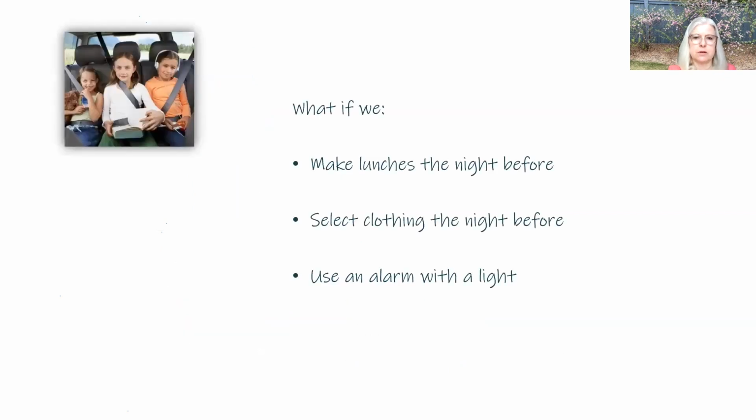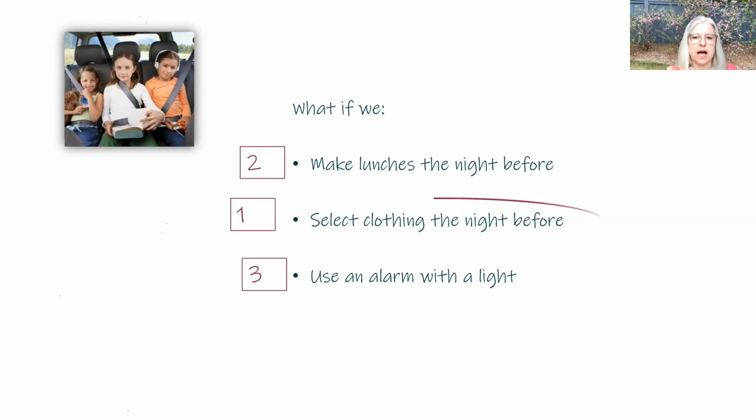So for the example of getting the 3 daughters to school on time, one change we could make is we could make school lunches the night before rather than scrambling the morning of to make them. What about if the girls select their clothing the night before that they want to wear? Or what about if the problem is that the girls aren't hearing the alarm, and maybe we need to use an alarm with a light?